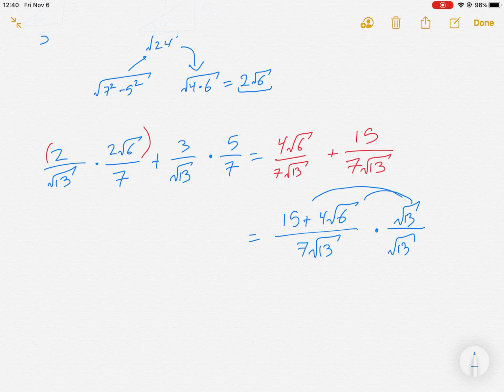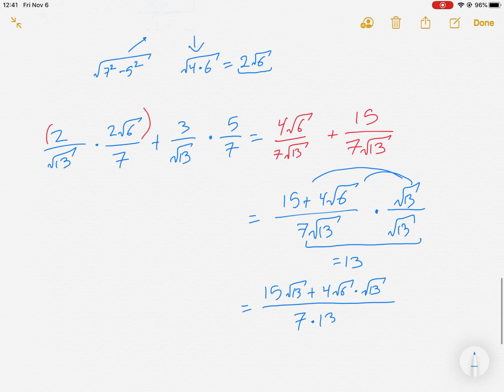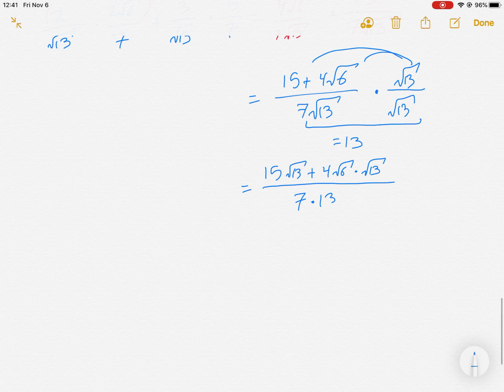So this is going to distribute to each term in the numerator. And then square root of 13 times the square root of 13. You could try that on the calculator, but that's just going to equal 13. So I end up with 15 times the square root of 13 plus 4 times the square root of 6 times the square root of 13, which I'll change in a moment. And then in the denominator, I end up with 7 times 13.